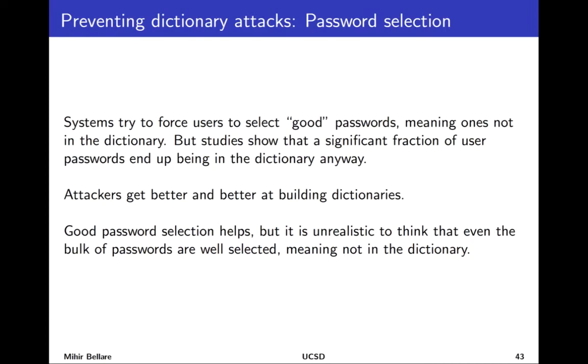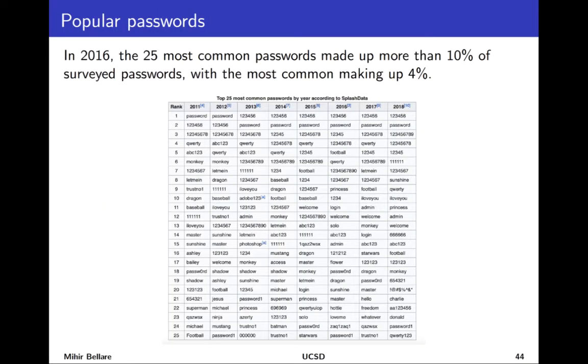And little tricks that you might use are not going to evade these dictionaries. You can look, for example, at the list of most popular passwords which you can find on the internet. You see, for example, that the word "password" in 2011 was the top ranked password. By 2013, it was 123456, and so on. So if these are the kind of passwords people are picking, then clearly there will be a lot of dictionary attacks.